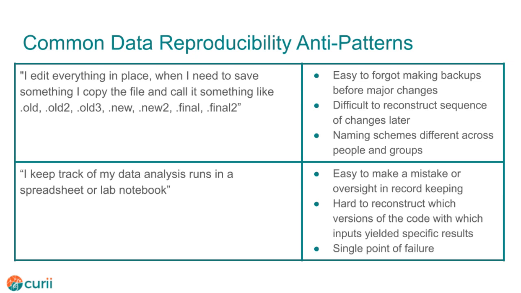I keep track of my data analysis runs in a spreadsheet or lab notebook. The common theme in these anti-patterns is human error. If you're manually recording each step of your work, you're on the right track, but it's still easy to forget to write something down. Also, without some kind of versioning scheme, it may be hard to say which version of your code ran on which version of your data to produce a certain result.